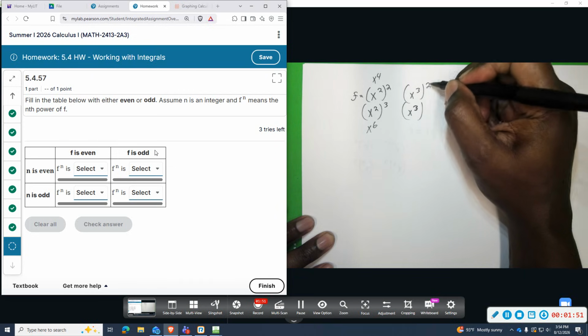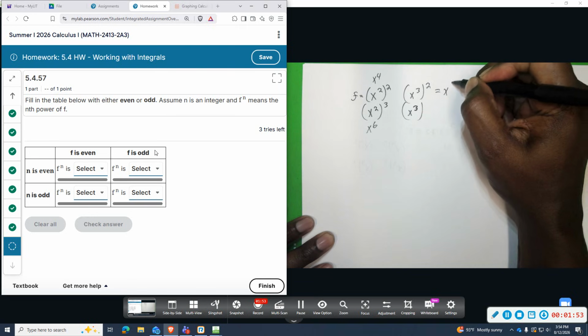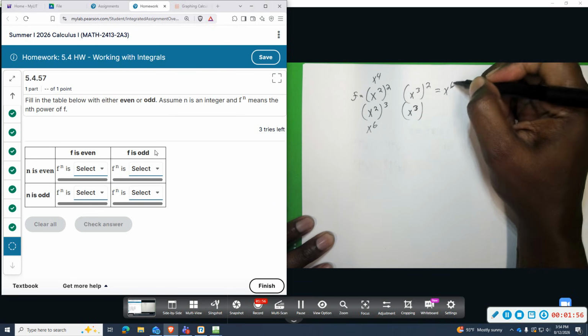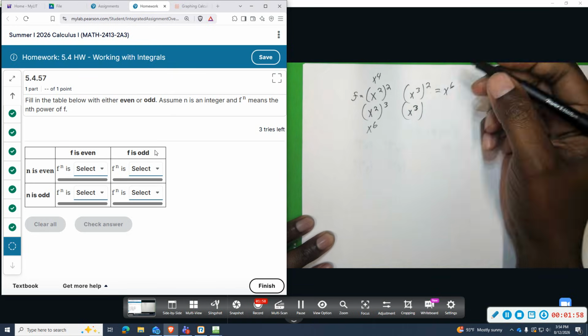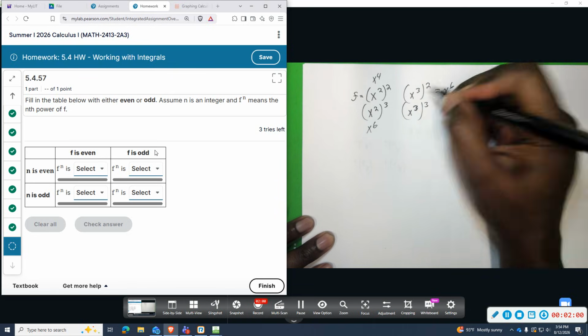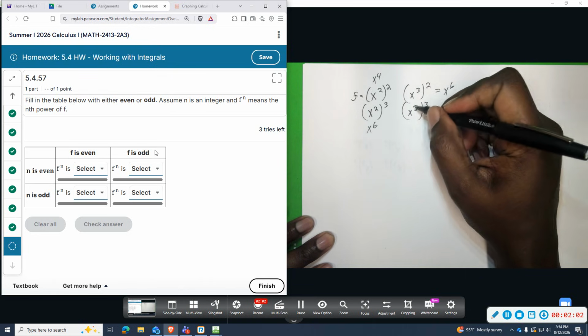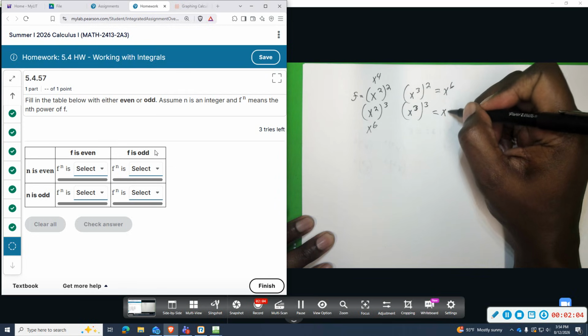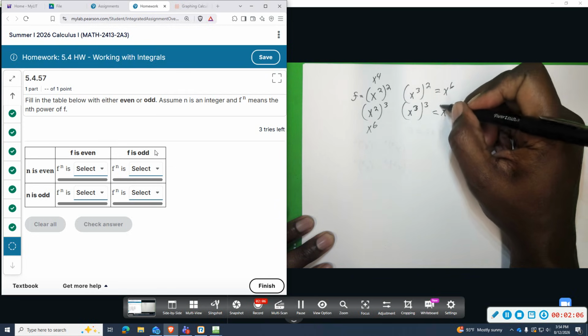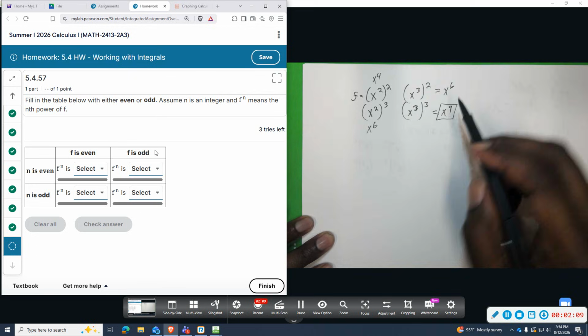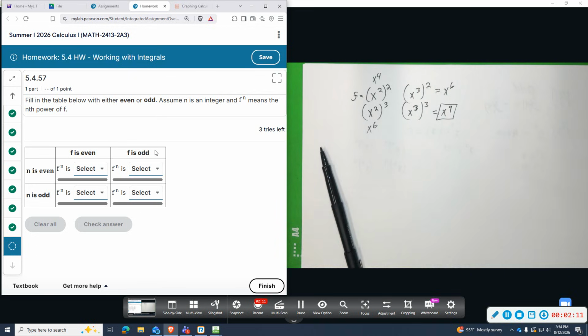Now under this, f is odd, and in the first case n is even, so let's just say a 2. 2 times 3 gives us 6. So that is still even. X to the 6th power is even. And then let's do odd. So just put another odd. So odd and odd, 3 times 3, x to the 9th, and that is odd. So everything is even except when they are both odd. So we're going to say even, even, even, and then odd.